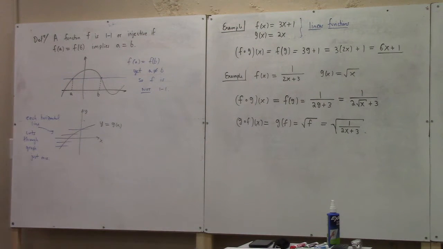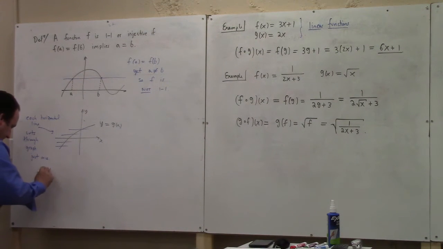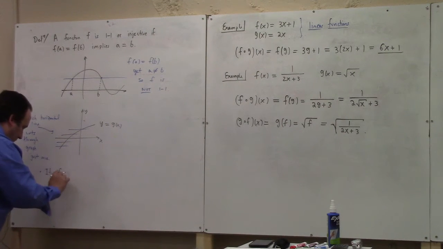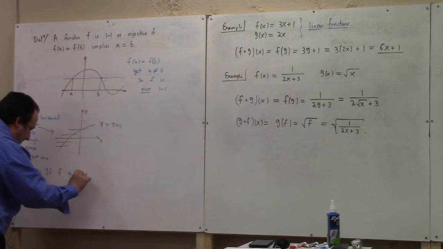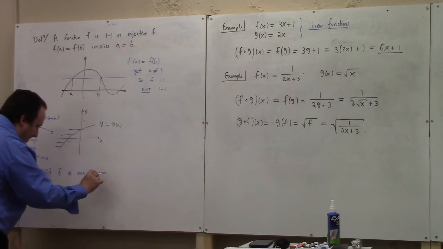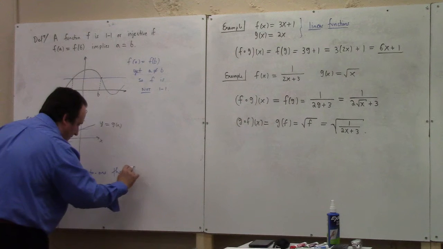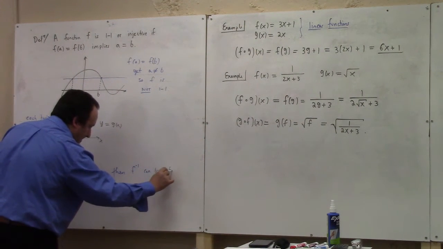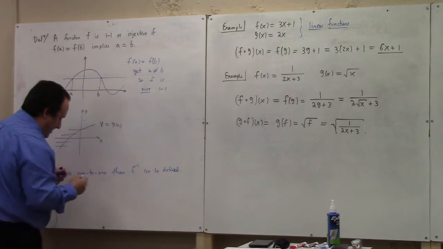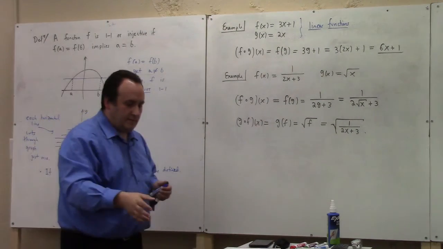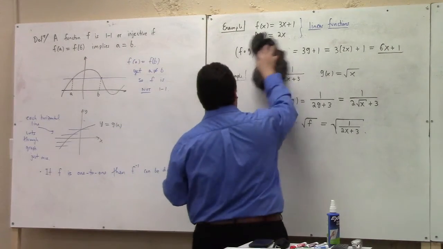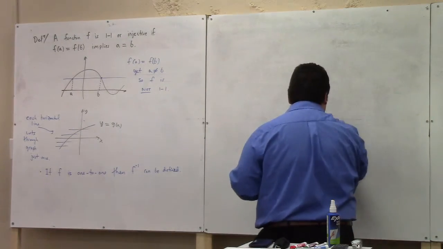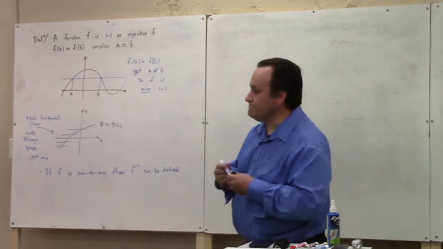Functions one-to-one. If f is one-to-one, then f inverse can be defined. All right? So how do you define, let's suppose we have a one-to-one function, right? How do we define the inverse?